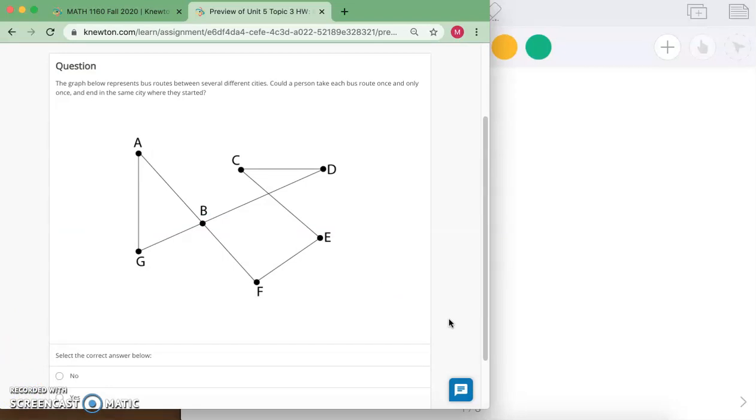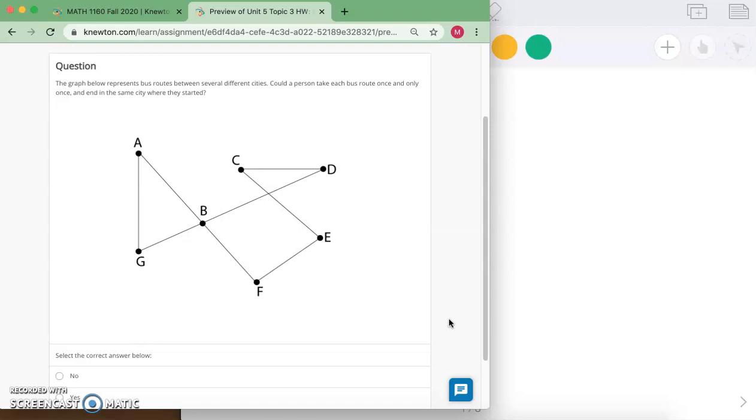The graph below represents bus routes between several different cities. Could a person take each bus route once and only once and end in the same city where they started? Well, when I hear end in the same city where they started, we're talking about a circuit. And since it's saying each bus route once and only once, what it's saying is, is this an Euler circuit? So this is definitely a good application of an Euler circuit.